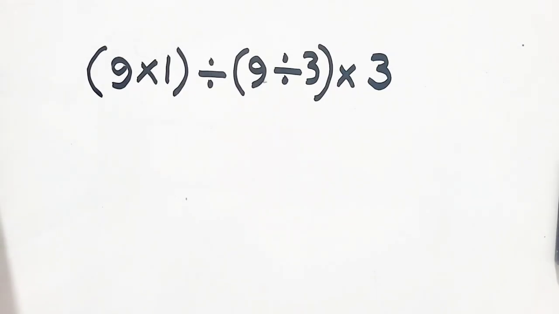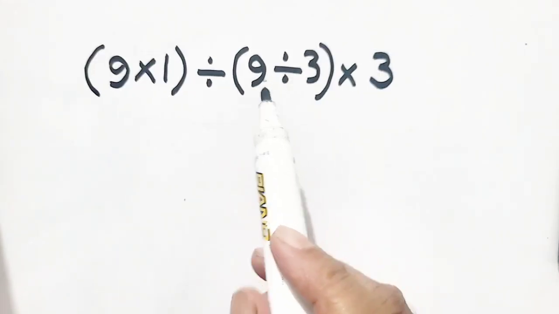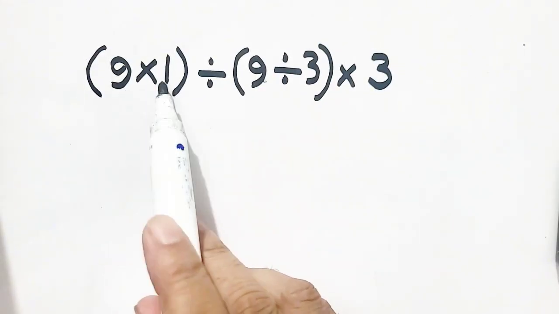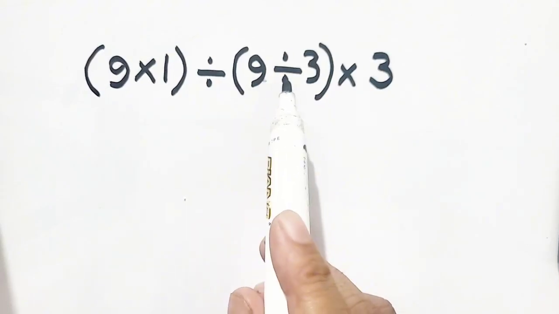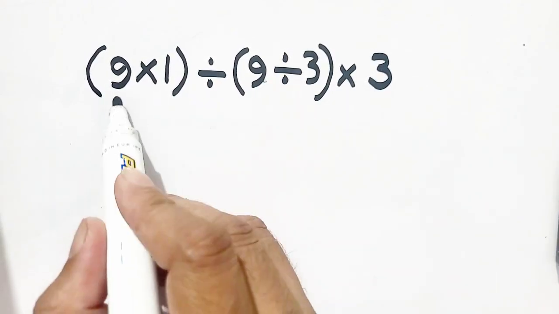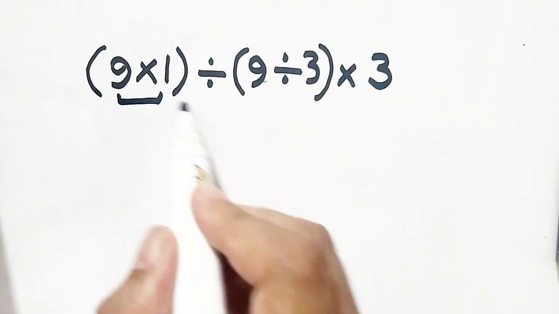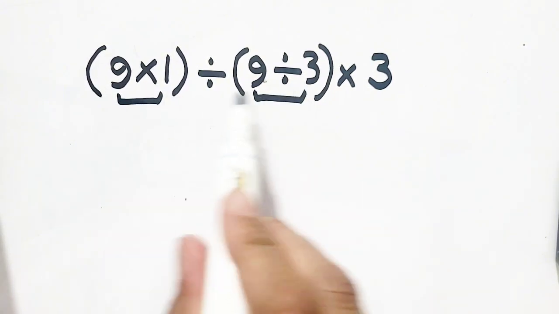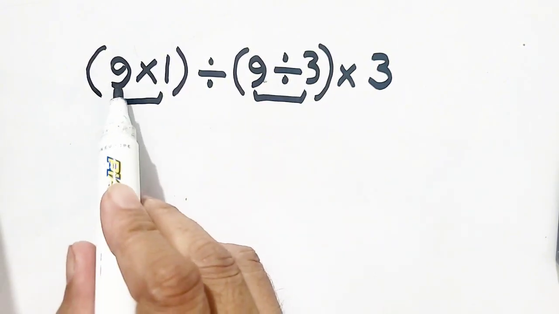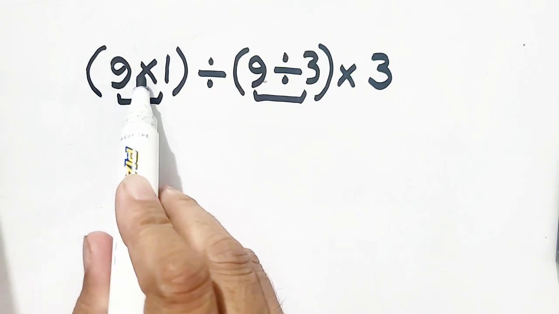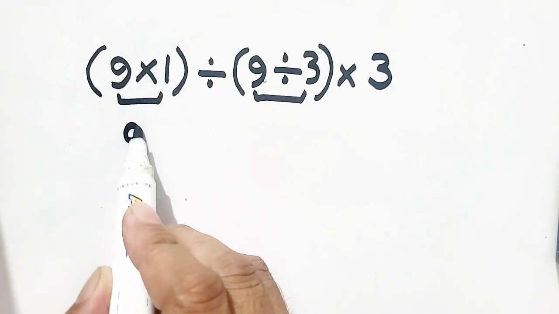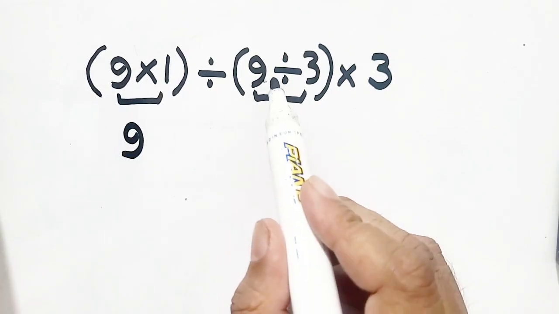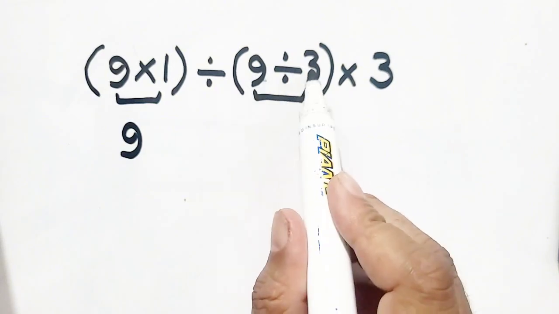Respectable audience, I have a question for you. The question is (9 times 1) divided by (9 divided by 3) times 3. First of all, we have to solve the parentheses, and there are two parentheses in this question. The first parentheses has 9 times 1, so it is simple, it will be 9. The second parentheses has 9 divided by 3.